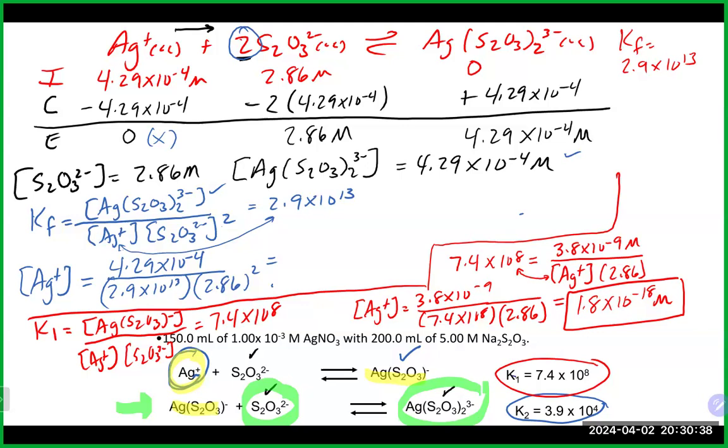Looky there, 1.8 times 10 to the minus 18 molar. Which obviously is the same number that we got here. At this point, once you had the silver, you could have gone into K1 and solved for the intermediate and got the intermediate that way as well.